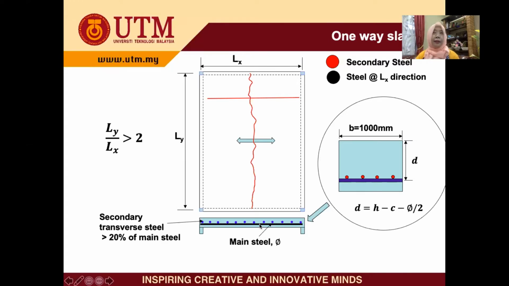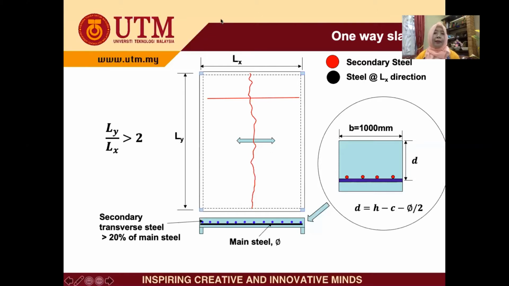Let's say you have 10 number of steel here. Therefore, the steel you provide here must be greater than 20% of the main steel. So this is the enlargement of this section. You can see here, the d is between the top to the center of the main steel. So this is the steel in the LX direction.